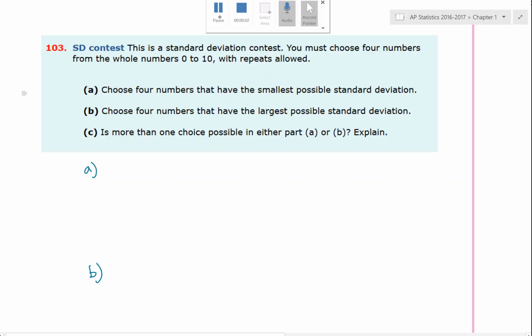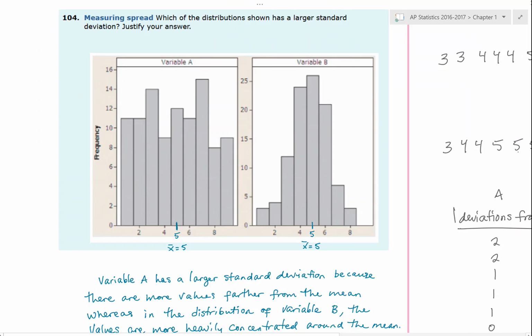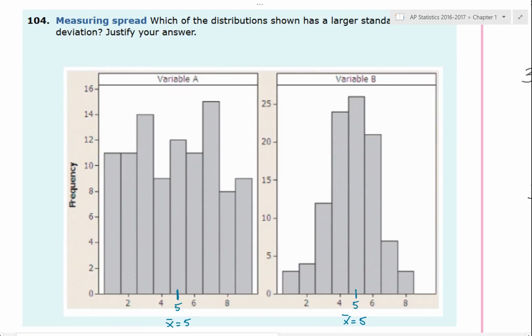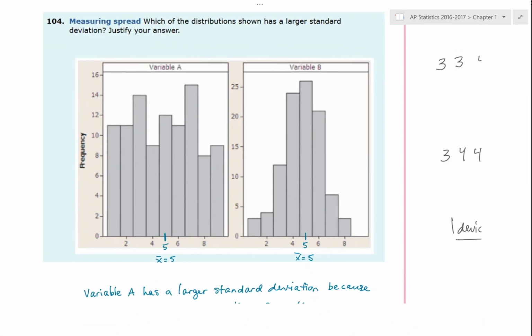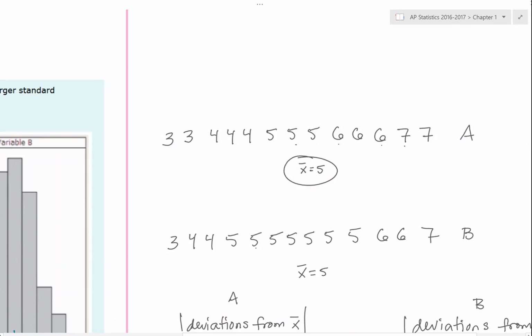Okay. So standard deviation contest, you don't see these at your low. We maximize the standard deviation. Okay. Then we move to this guy, right? Then we move to this. And I decided I would come up with some numbers that are similar to what we see in the histogram, okay?